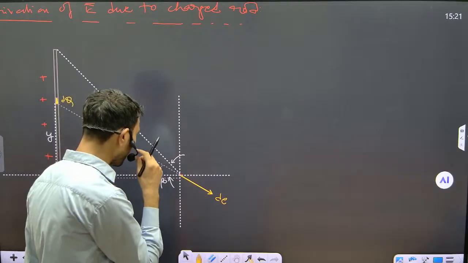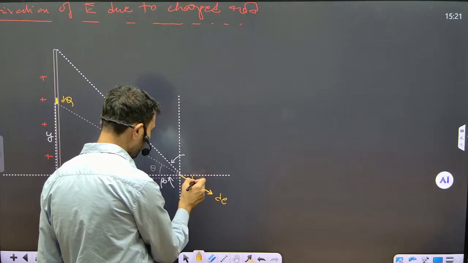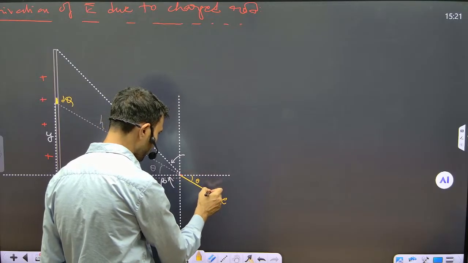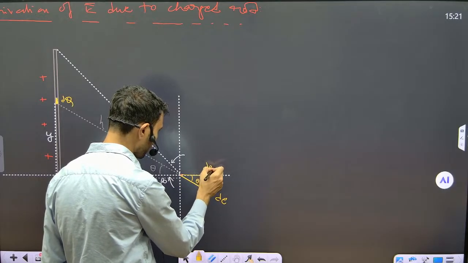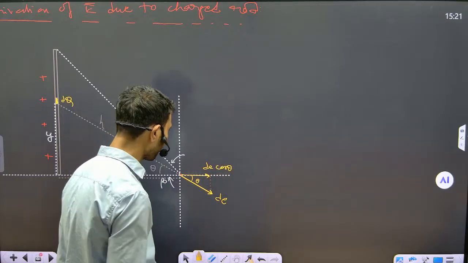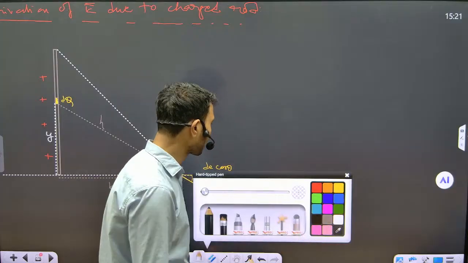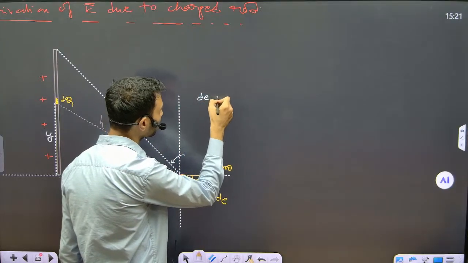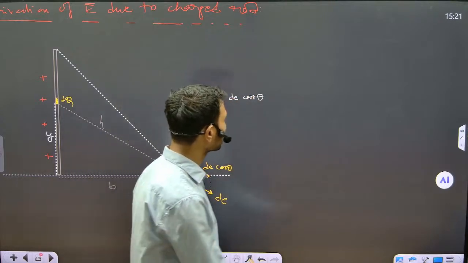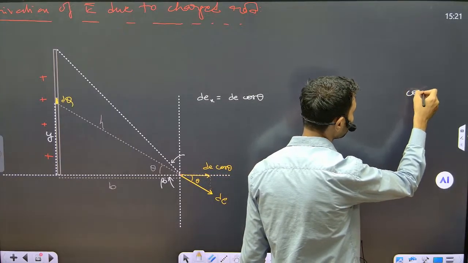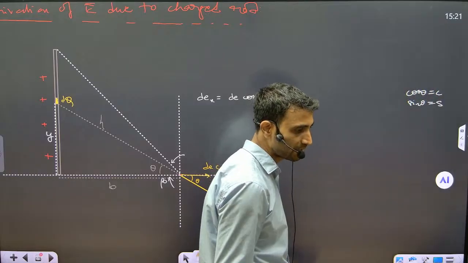So dE will have components, and what will be the horizontal component? If that angle is theta, this angle is also theta, and this will become naturally dE cos theta. That's the x direction. So if I want to write down the electric field in the x direction, that is dEx, that will be dE cos theta. And cos theta we can simply write as C, and sin theta as S. So I'm going to use this shortcut C and S hereafter.